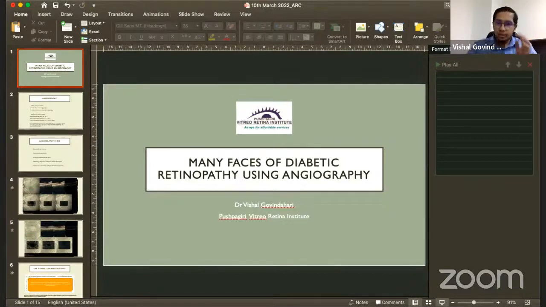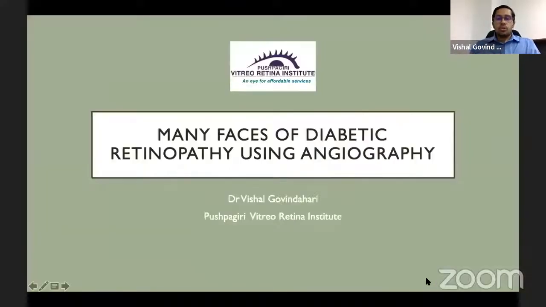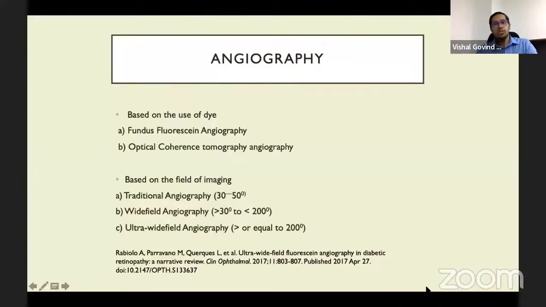So my talk today would be about many phases of diabetic retinopathy using angiography, and I'll be predominantly dealing with FFA and OCTA. So basically, angiography has now been divided into dye-invasive fluorescein angiography and OCTA, which is non-invasive and dye-free. And there's obviously the new tool on the block, which is not new anymore and is picking up quite quickly, the wide field and ultra-wide field angiography.